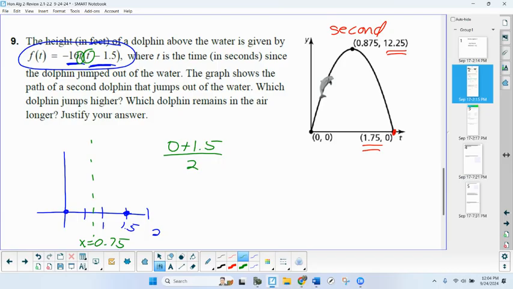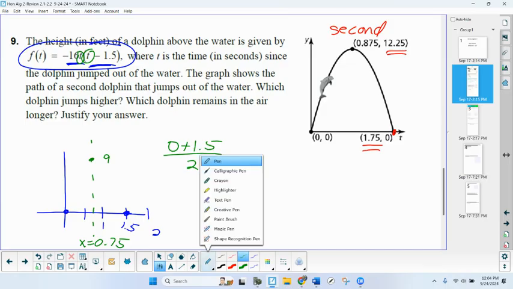I'm going to the sheet here. You got 9. So who went higher? Second. Yeah, second one. Because this one only went a height of 9. 8. Huh? How did I get 9?